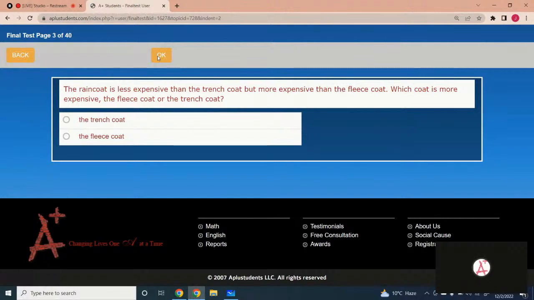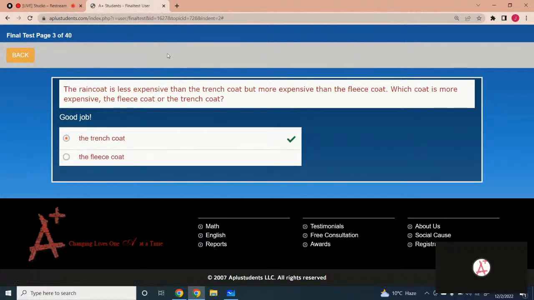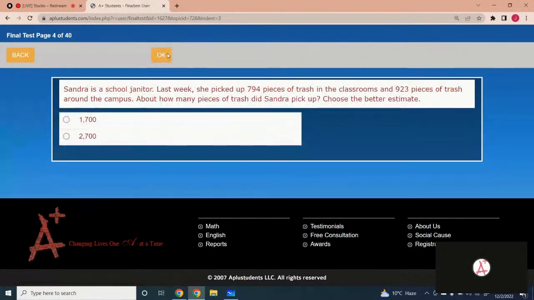It would be the fleece one or the trench one? It would be the trench coat. Got it? Just select the correct option, then click on the OK button. Yes, very good.